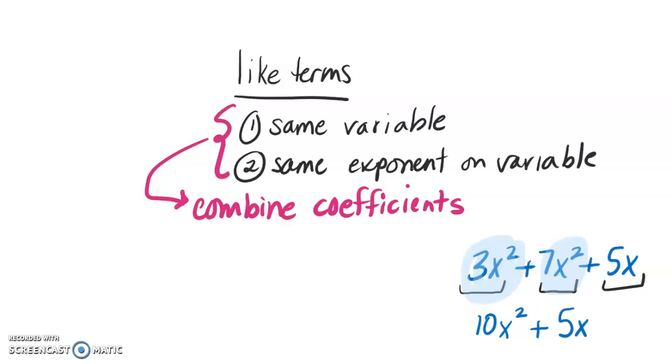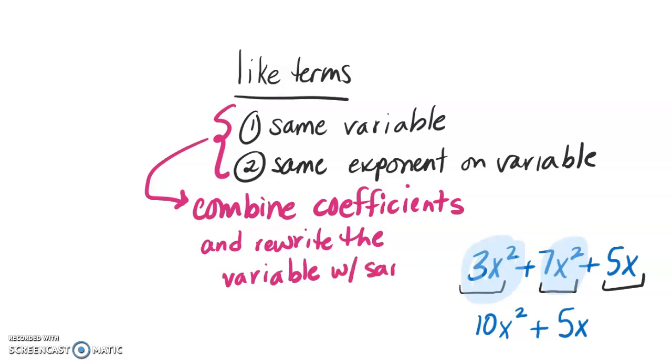So when you combine the coefficients, like I did here, 3 plus 10, you combine the coefficients and you rewrite the variable with the same exponent. So notice how I didn't change the variable. I didn't change the exponent. I rewrite the variable with the same exponent. I'm not adding the exponents. I'm not multiplying the exponents. I am just rewriting the variable with the same exponent that it started with when I'm combining like terms.